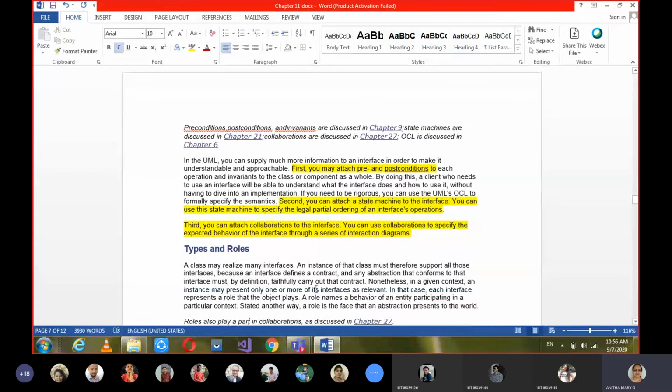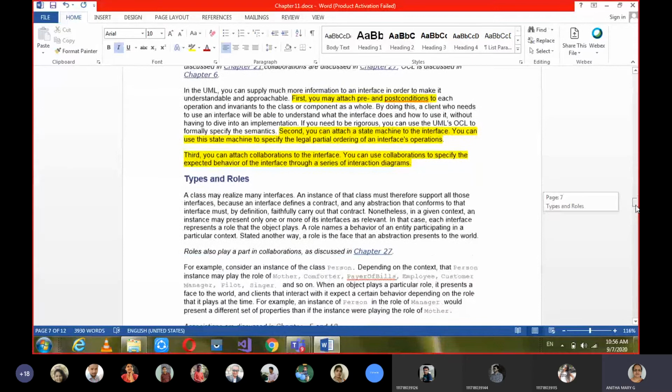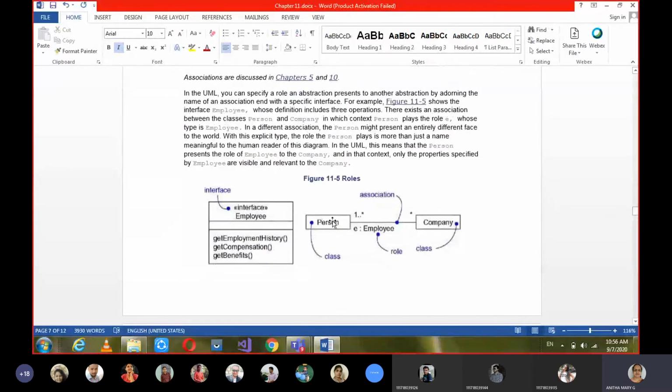And then the last terminology under this chapter, that is types and roles. So what is a type? Already I told you about the type. It can be the data type or the other forms that we can give. Whereas a role gives the behavior of the entity in a particular context. The same example I was covering is given here: person and company.